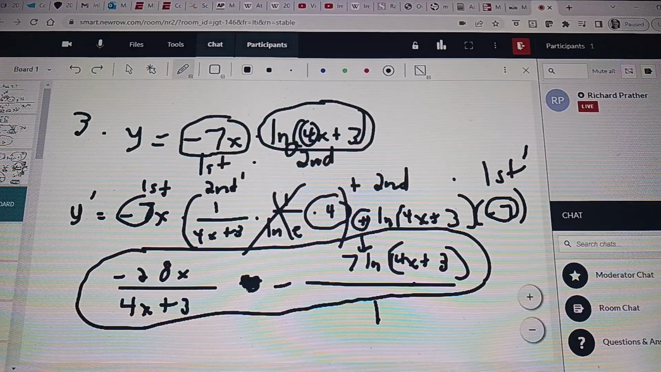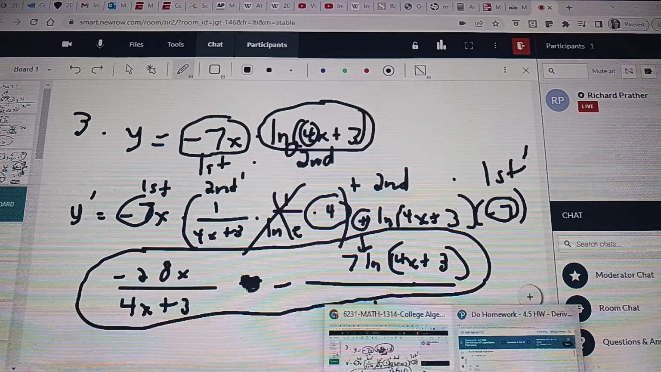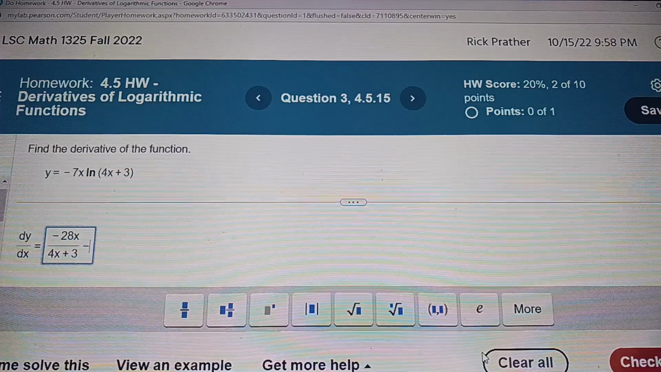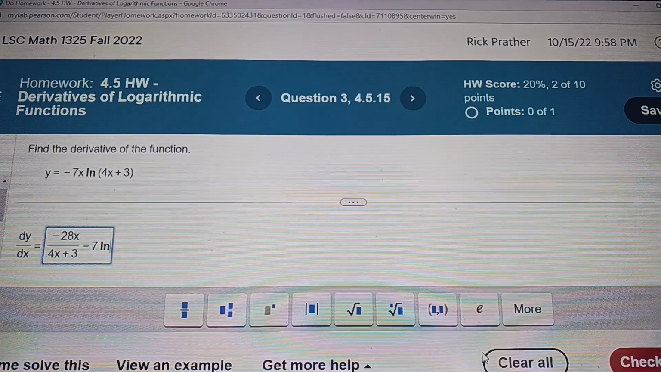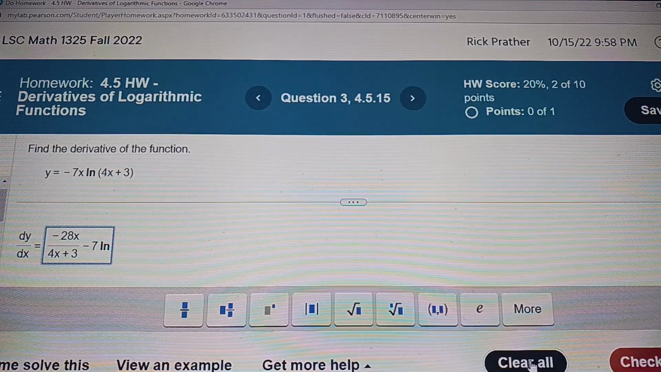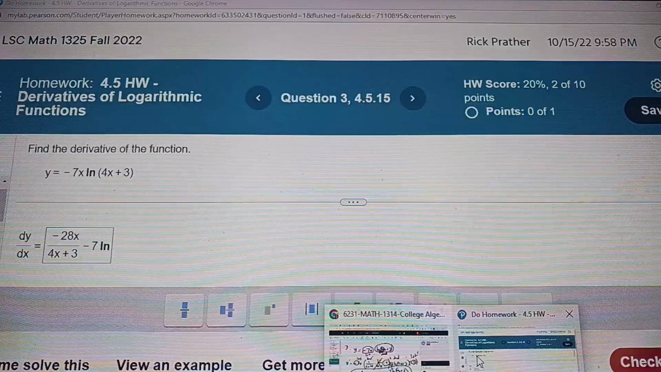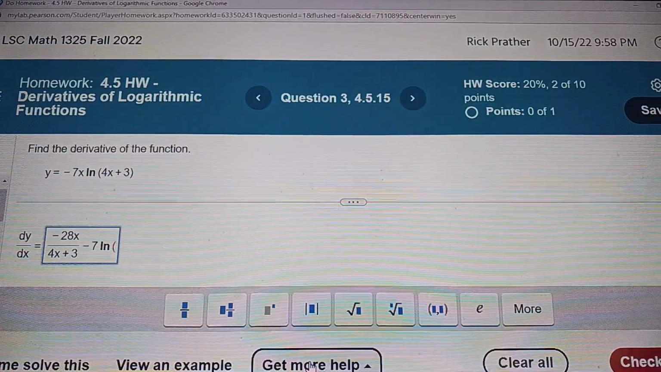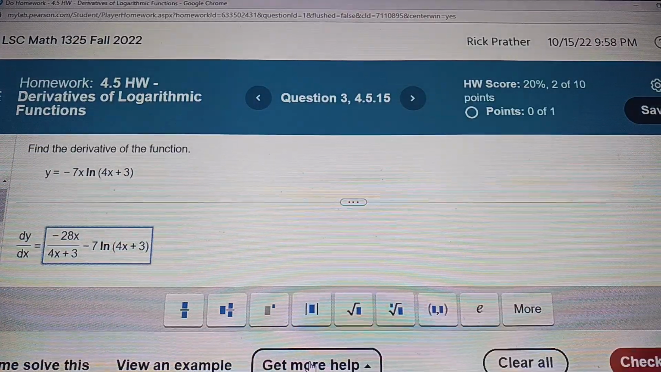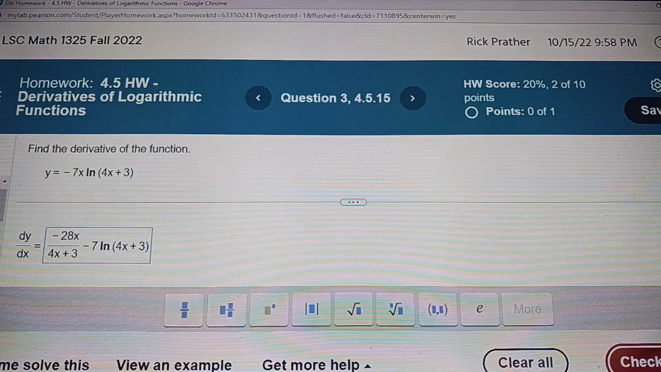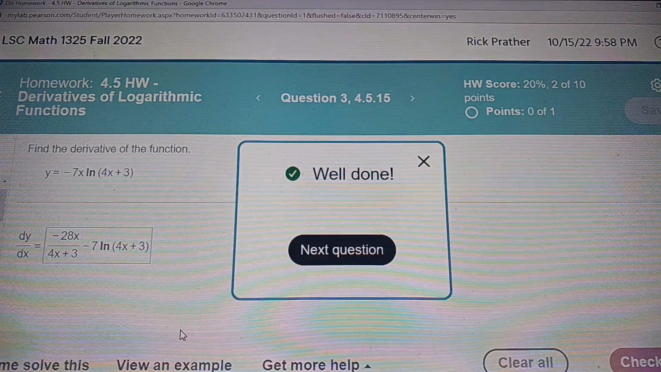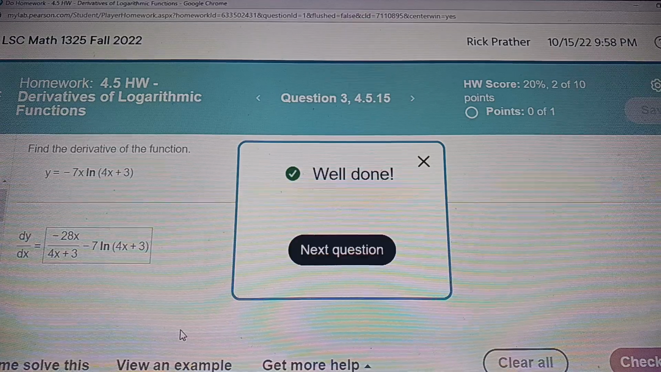-28x over 4x plus 3. And then I'm not going to write this over 1 part. I'm just going to write the top of this, which will make it just seem like a separate thing. -7 ln of 4x plus 3, which was what the original parenthesis was. And do they take this? Yes, they did. And that's another thing too, is try it the first way always.